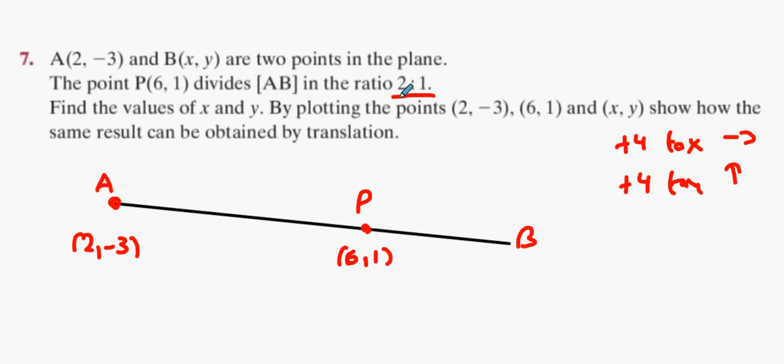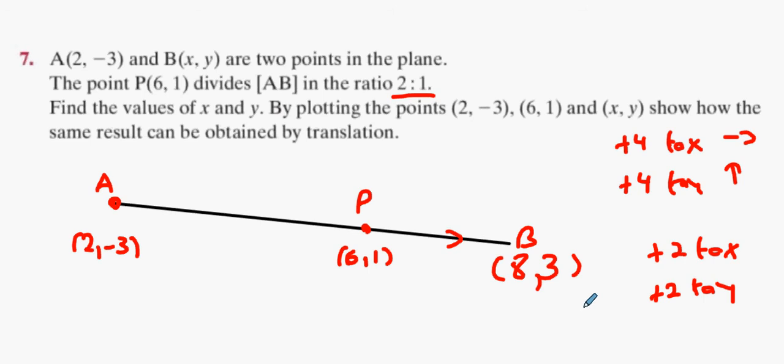Divide that by 2, because that distance is twice as long as the distance P is going to travel to B. So what happens when you divide it by 2? Plus 2 to x and plus 2 to y. So where do you think B is going to be then? Add it on, and you get? (8, 3).